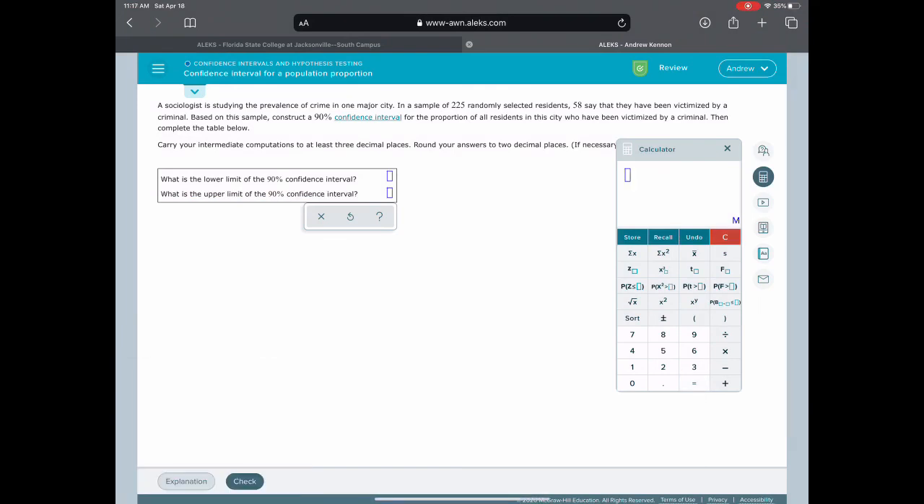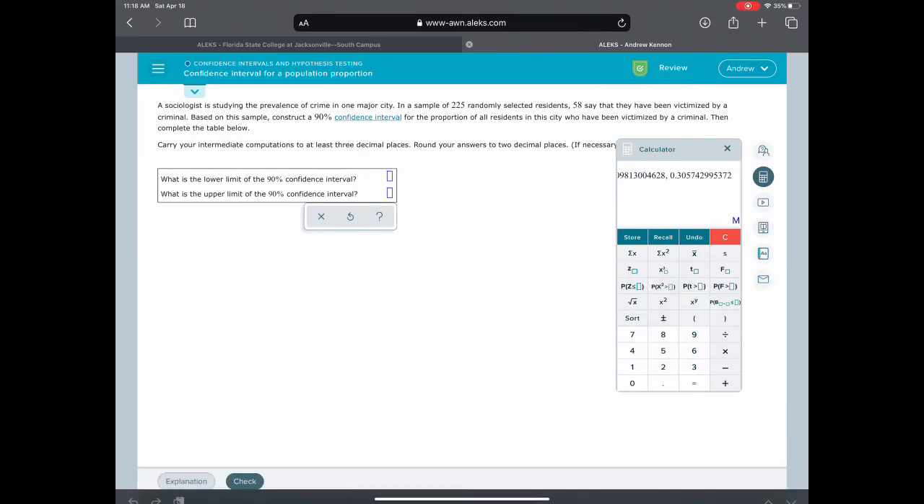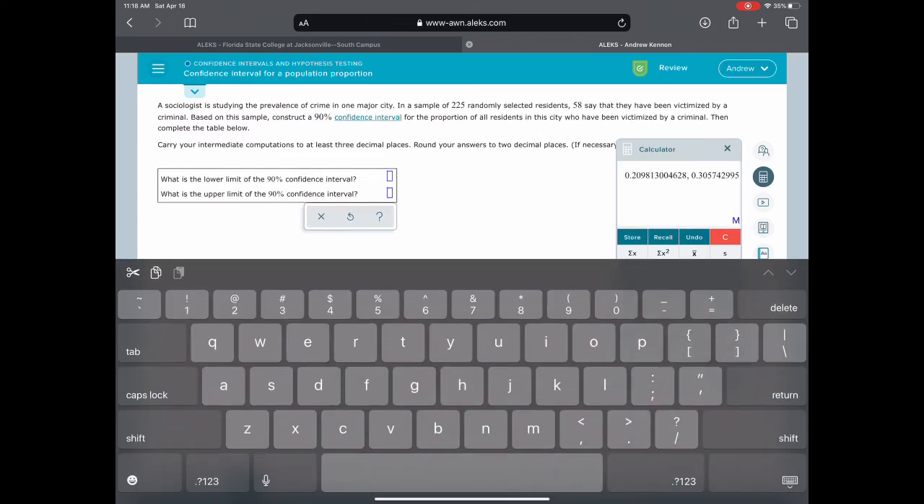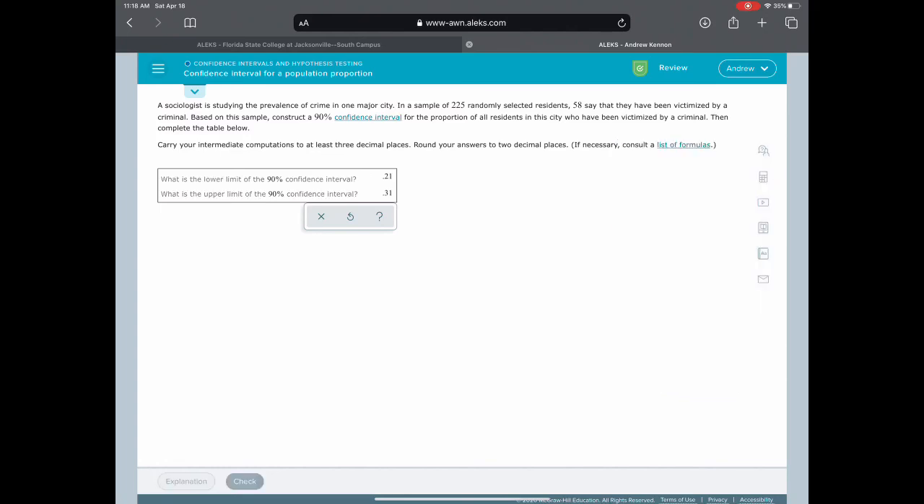So that's my margin of error. Take our proportion, 0.257778, and there's actually a plus or minus button that will give us both numbers at once, because we want to add our margin of error and subtract our margin of error. So I hit the plus or minus button, and then recall to get that margin of error. Now we have our proportion plus or minus the margin of error. When I hit enter, it gives me two different numbers. The first one is 0.21 when I round to 2 decimal places, and the next one is 0.31 when I round to 2 decimal places. So again, we are 90% confident that if we went and asked everybody, somewhere between 21 and 31% of people would say they've been victimized by a criminal. That is right.